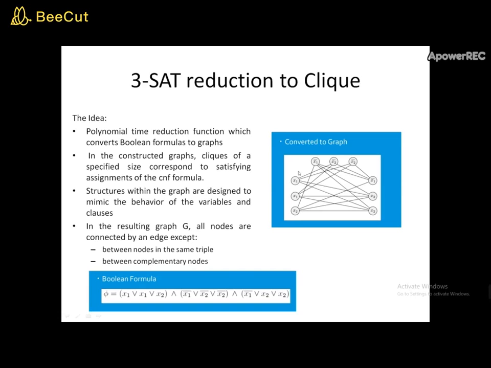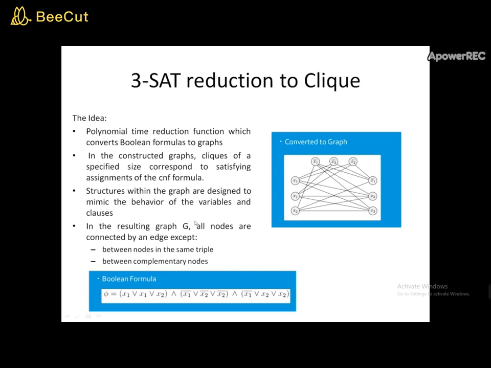It's very simple. So you just go through this. You will not draw the edge between the nodes in the same triple, which means what? Between x1 x1 or between x1 x2 or between x2 x1. Between the nodes in the same triple, you will not draw the edges.